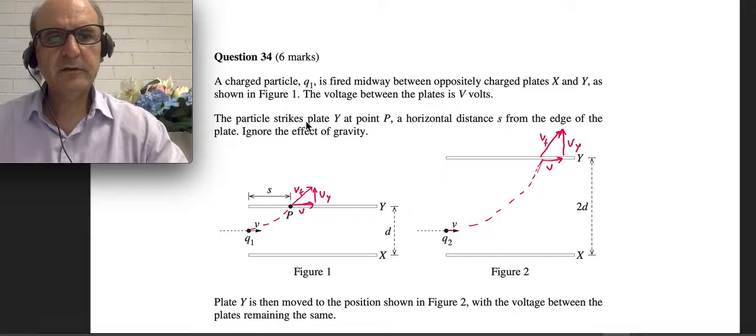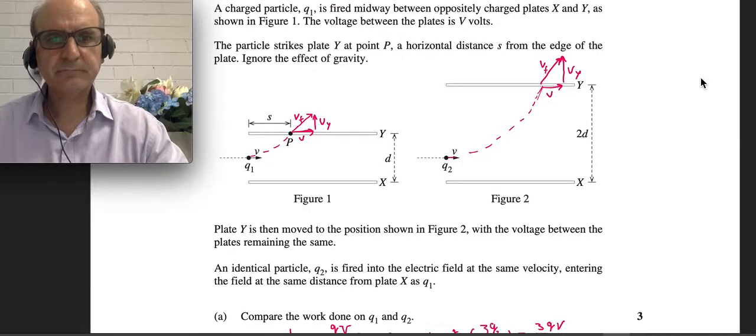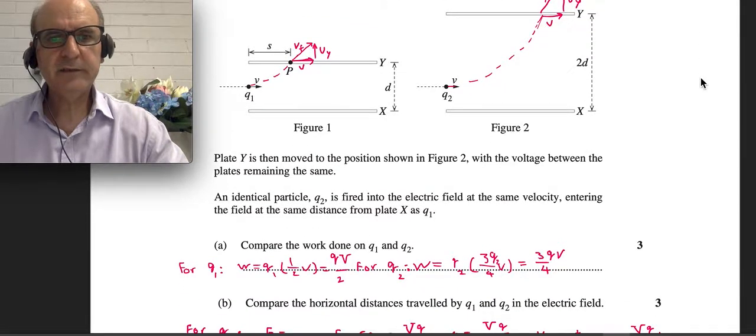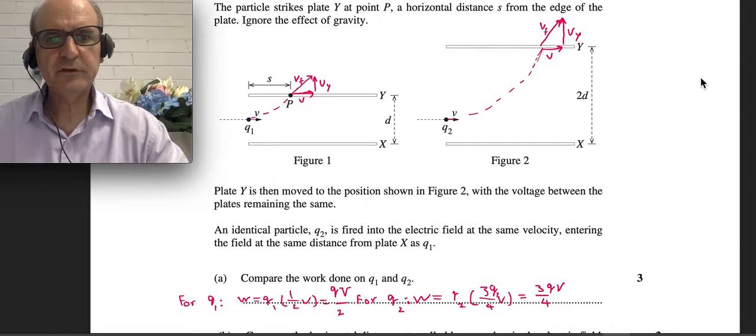The particle strikes plate Y at point P, a horizontal distance S from the edge of the plate. Ignore the effect of gravity. Plate Y is then moved to the position shown in Figure 2 with the voltage between plates remaining the same. So we're doubling the distance between them.